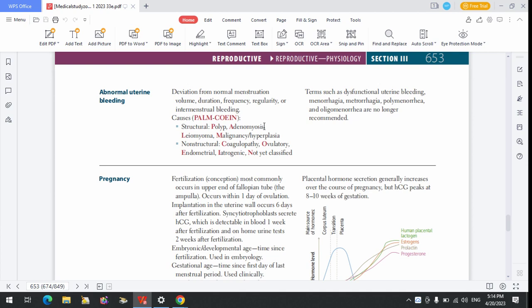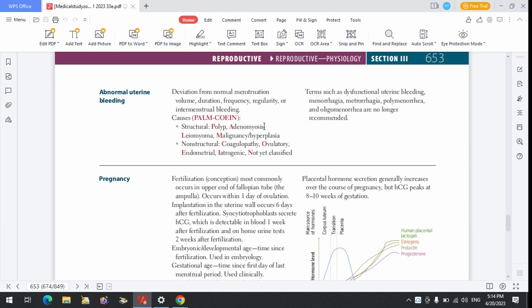Because you're actually counting from the first day of the previous cycle to the first day of the next cycle, that's the duration of the menstrual cycle. So let's say that someone has started menses now, and is supposed to start another one in 28 days. That's how it should be. If that person is now seeing bleeding again in between that 28 days, that is intermenstrual bleeding. So it's a deviation from normal bleeding.